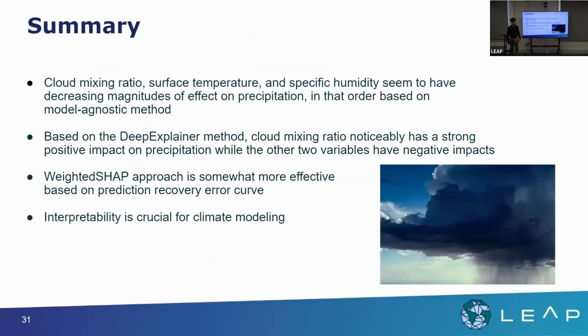So basically, cloud mixing ratio, surface temperature, and specific humidity have decreasing magnitudes of effect in that order based on the model-agnostic method. Based on the deep explainer method, it seems that more cloud mixing ratio and less of the other two have more precipitation impact. And then the weighted SHAP approach is somewhat more effective, but more exploration needs to be done on that front.